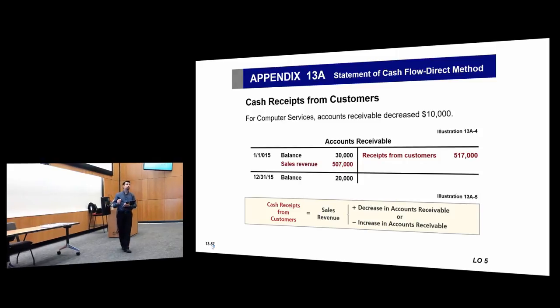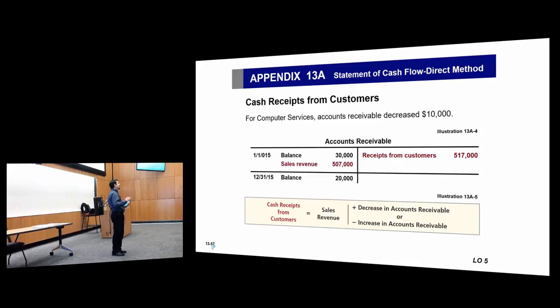If you have a decrease in accounts receivable, you add it. Why? That simply means that the company received all the revenues from this year in cash, plus they collected some of the previous accounts receivable from the previous year. So they actually received more cash than the revenues. As a result, you add the decrease in accounts receivable, and you subtract the increase in accounts receivable.